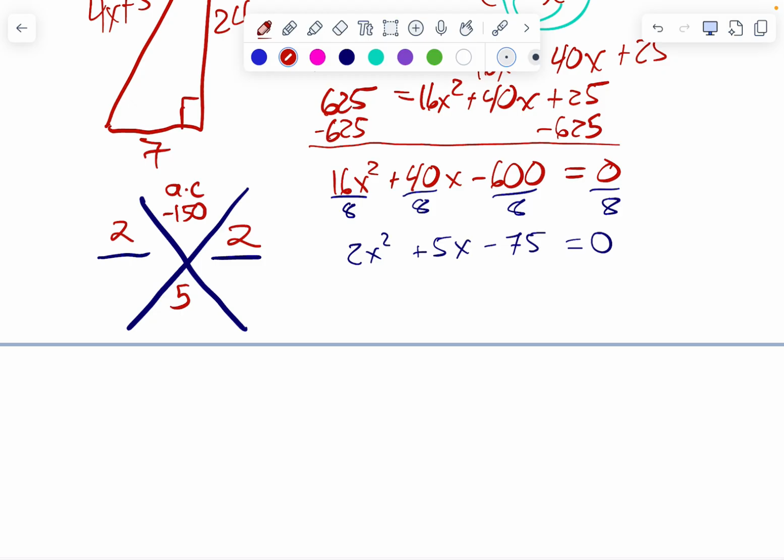Factors of negative 150 that add up to 5. That's what we're stuck on here. Can you think of them? We know they have to be 5 apart, so that eliminates quite a few. Like 30 and 5, that's not 5 apart, right? Or 50 and 3, those aren't 5 apart. How about these two? 10 and 15, how about that?